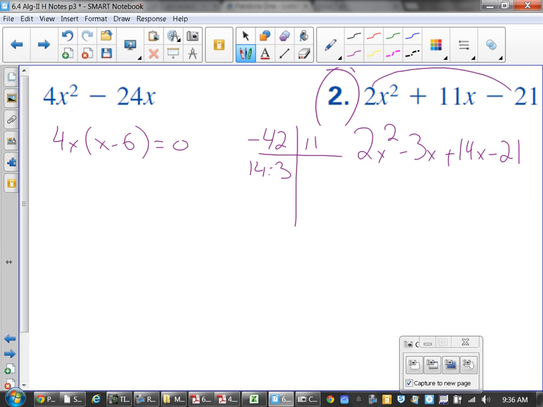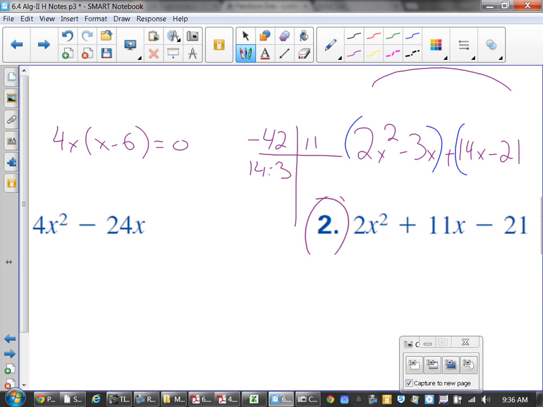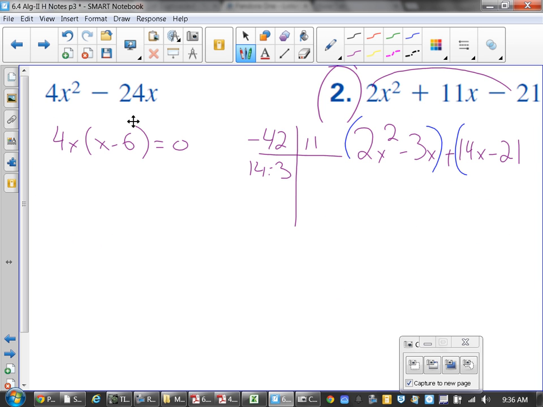So when you factor this one by grouping, now you're just looking at the GCF twice. In that first group, what's the GCF? That's just the x. If I factor out the x, I'm left with 2x minus 3. And now what's my GCF? 7. Very good. Factor out a positive 7, I'm left with 2x minus 3.